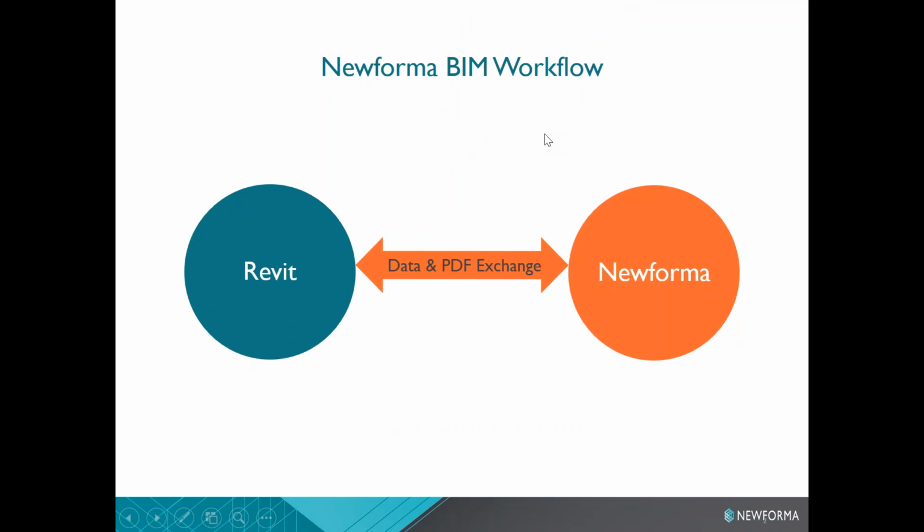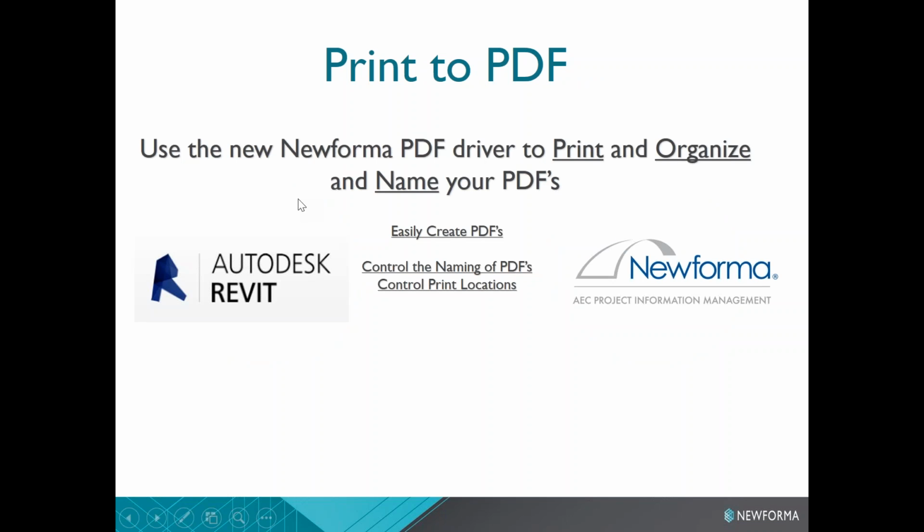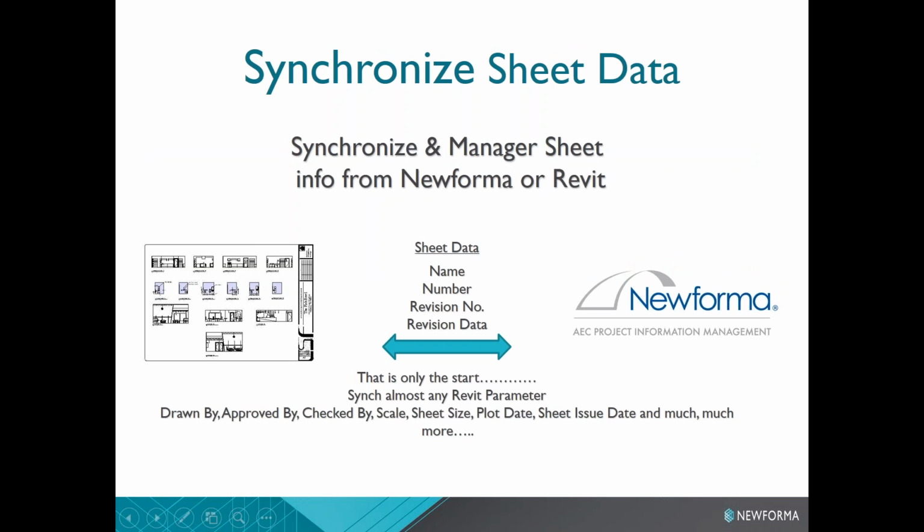So the Newforma project information link is a way to link data and PDF exchange between Revit and Newforma so that we can assist with doing some of the things that you do in Revit and not having to duplicate them with Project Center. So the big thing, the thing that most people use the project information link for is to print a PDF. So you can use the Newforma PDF driver to print and organize and even name your PDFs, easily create them and control the naming of the PDFs and control the print location, which is really important for a lot of people. We can also synchronize sheet data.